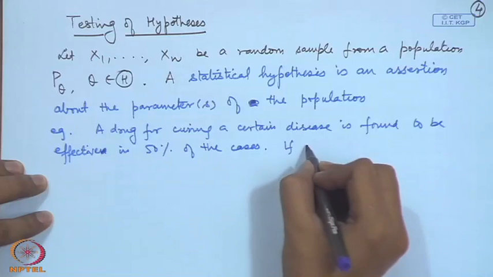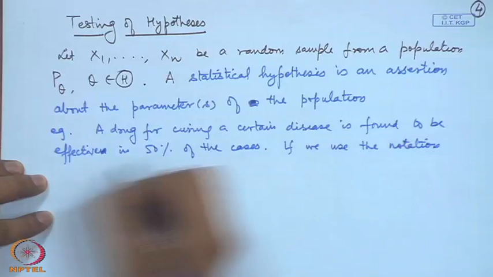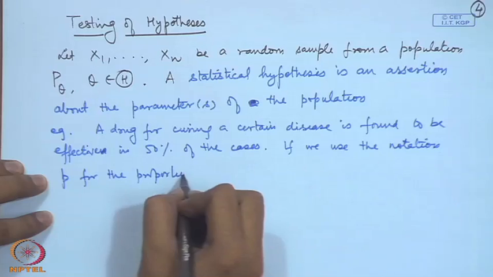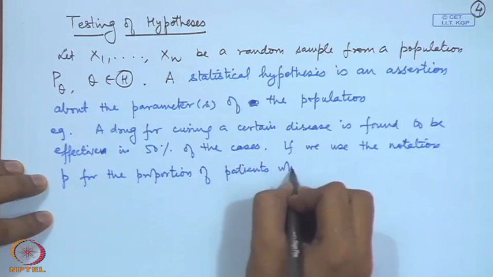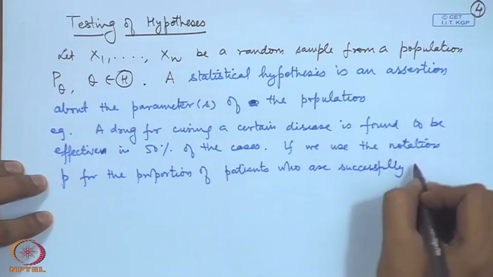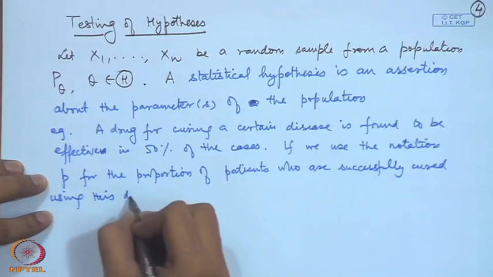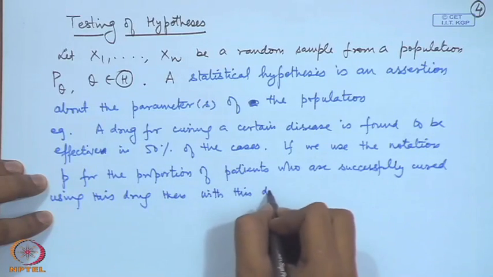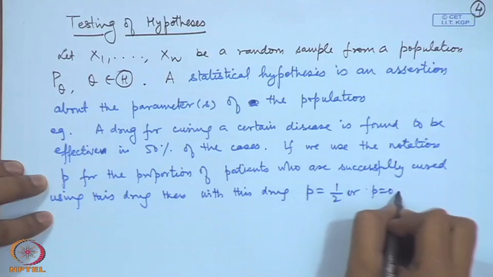So, if we use the notation, say P, for the proportion of patients who are successfully cured using this drug, then with this drug P is equal to half, or P is equal to 0.5.